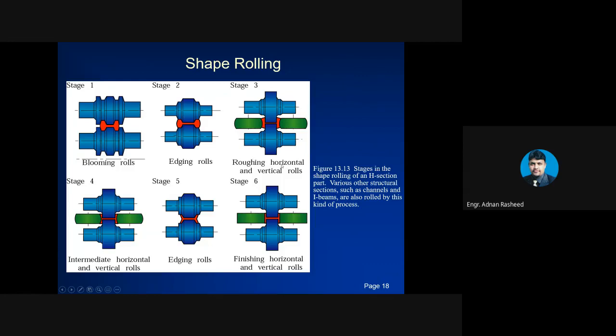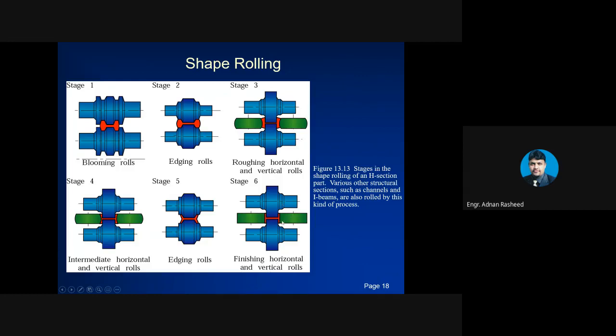Then comes a stage of horizontal and vertical rollers. You have horizontal as well as vertical rollers in order to make the edges horizontal and vertical perfectly. Then intermediate horizontal and vertical rolls further reduce the thickness, and the gap between the rollers is reduced. Now edging rollers are used for edging purposes. And then you have finish horizontal and vertical rolls.